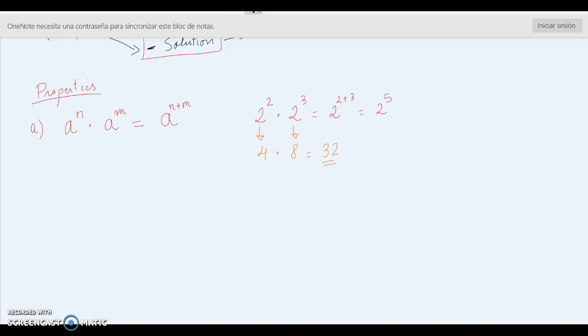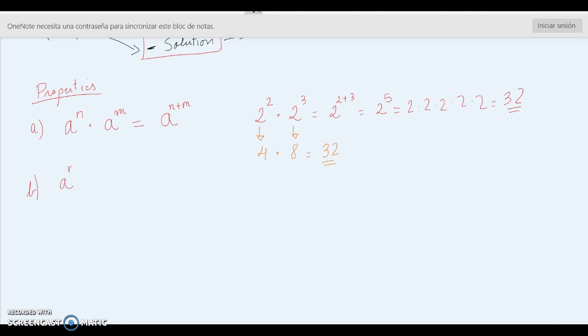So we come back to our solution, 2 to the power of 5. This is 2 times 2 times 2 times 2 times 2. And this is certainly 32. Okay, so we get the same solution. Let's continue with the second property.